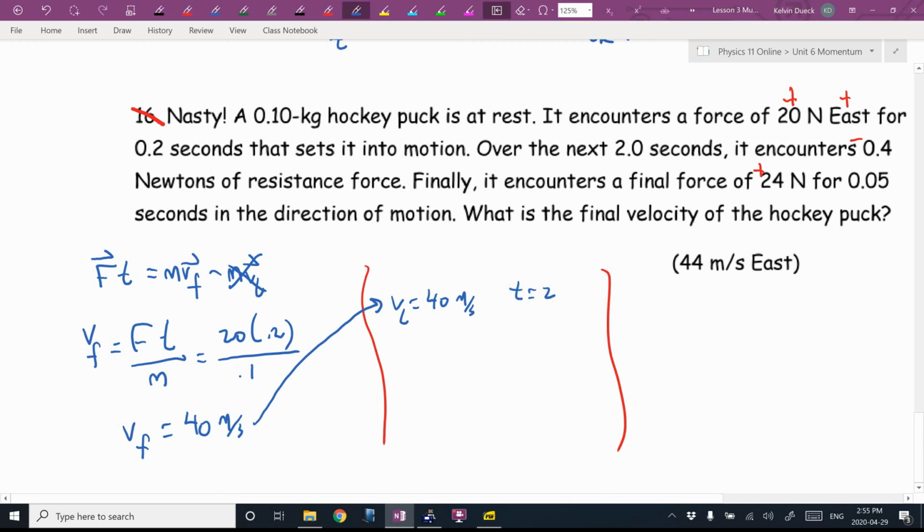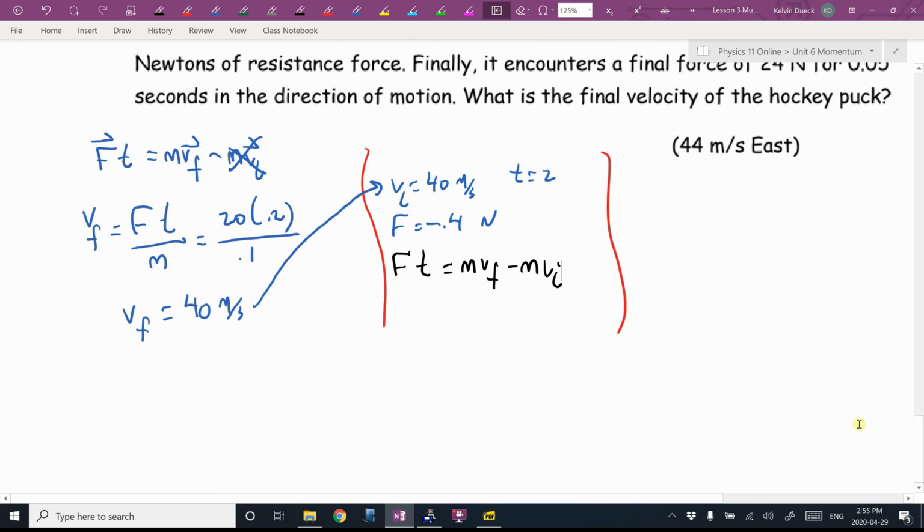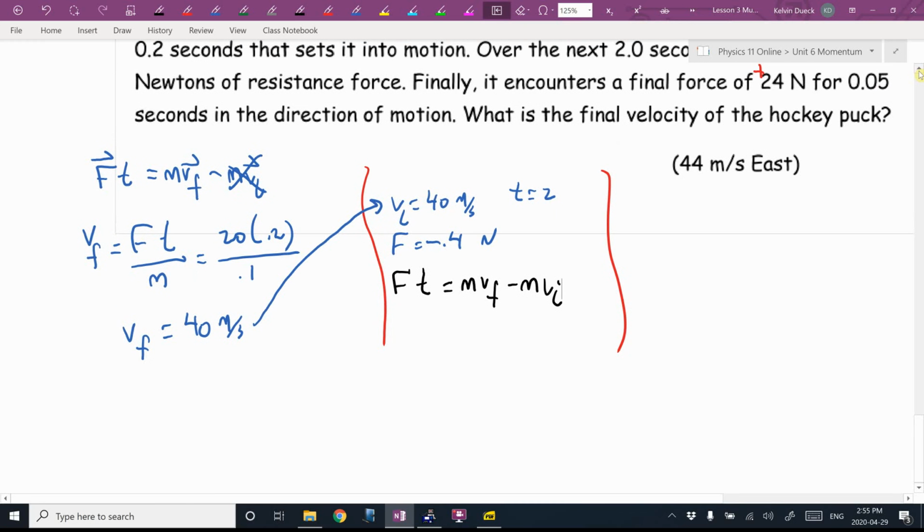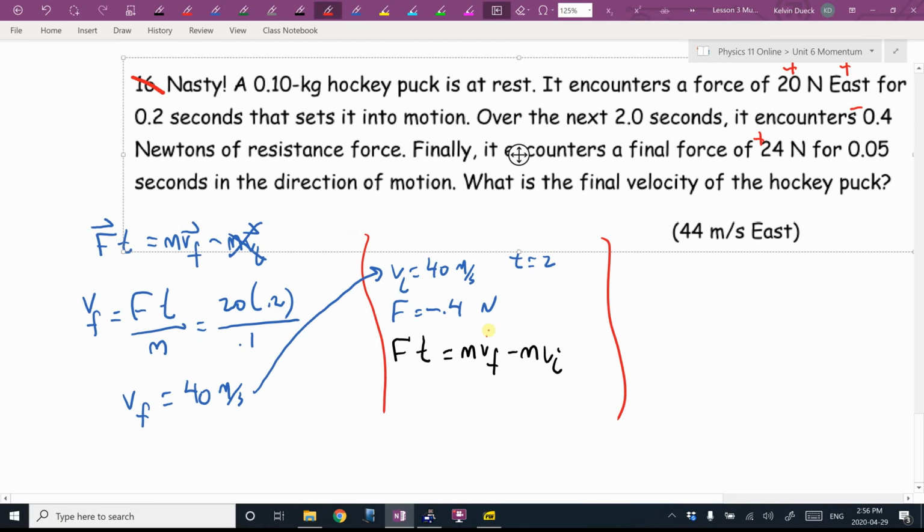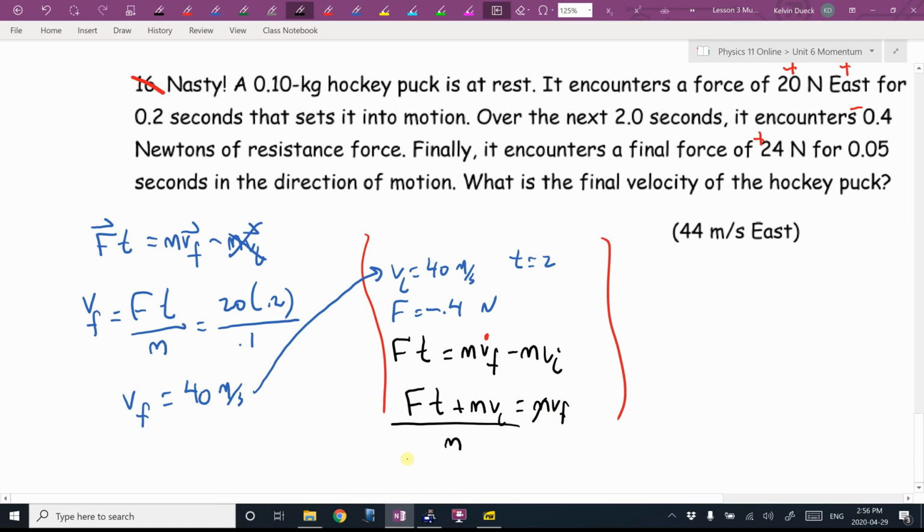Time is 2 seconds. F is negative 0.4 newtons. Okay, I can find V final again. Again, it's going to be force times time equals mv final minus mv initial. This time, unfortunately, one of the v's doesn't cancel, so I'm going to have to rewrite this equation to get the v final by itself. That's what I want to get by itself. Well, the force times time will drop down like a domino, and I would plus the mv initial over. That would give me mv final by itself, divide by m.